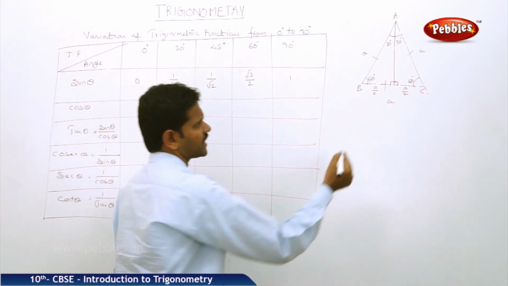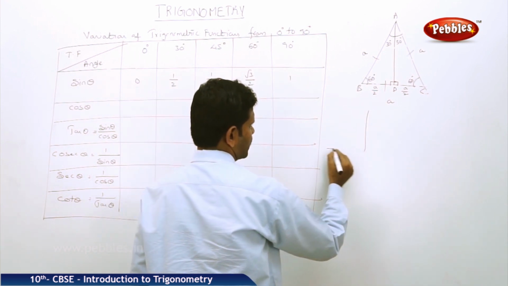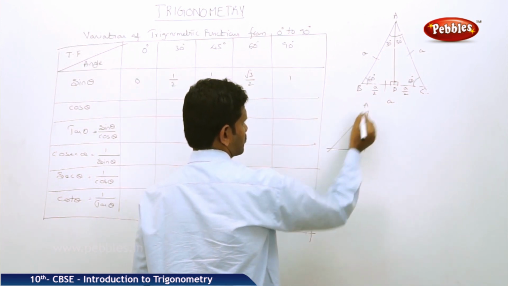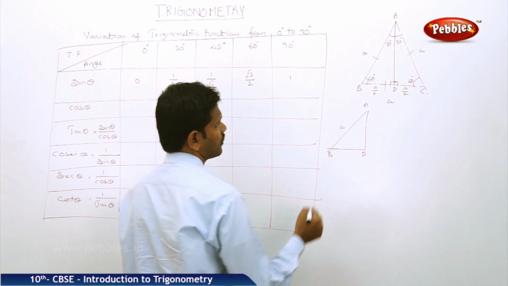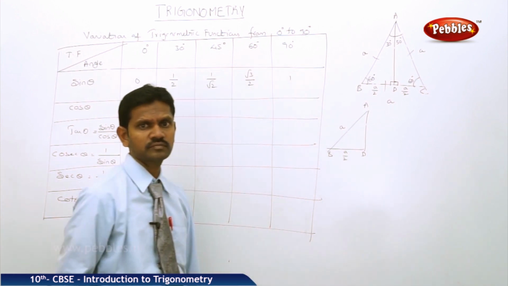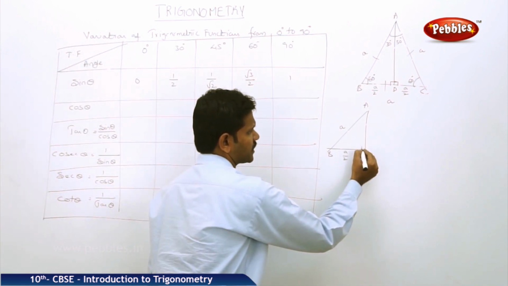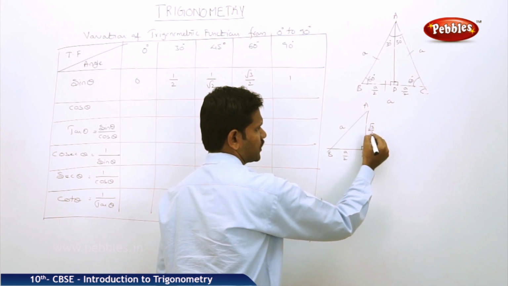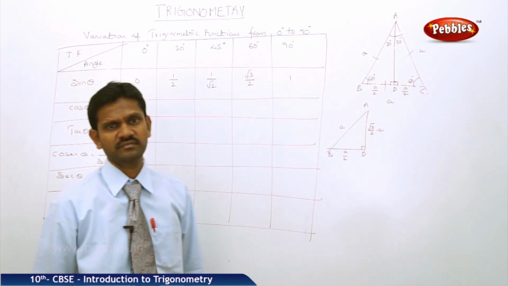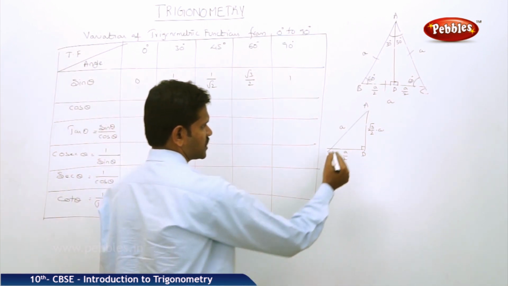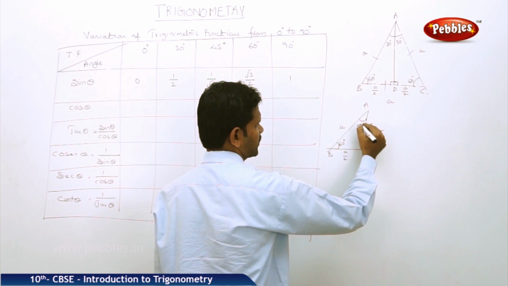Now, let us consider the triangle ABD. Take A, B, D. This is A, this is A by 2. Now, we know very well the height of an equilateral triangle is root 3 by 2 times its side, A. Now, this is 60 degrees. This is 30 degrees.